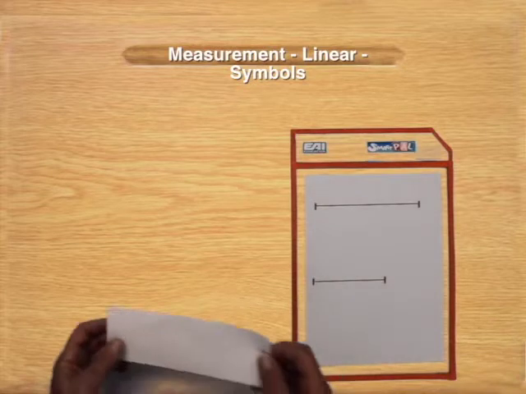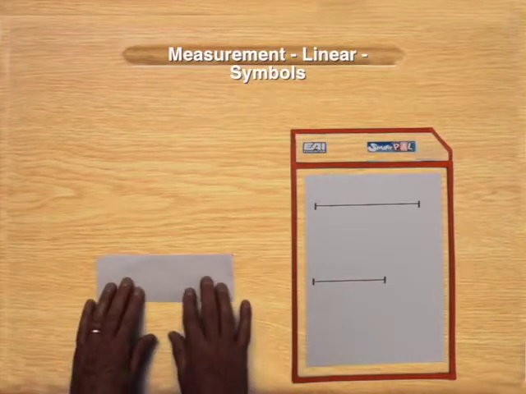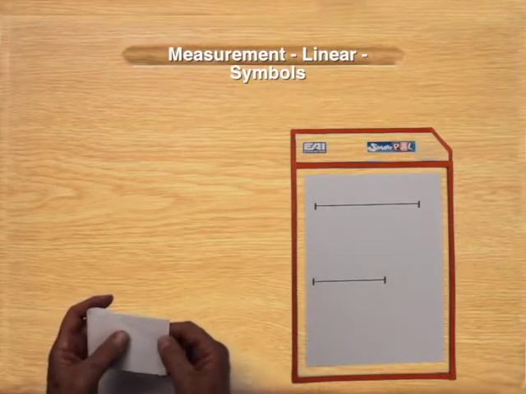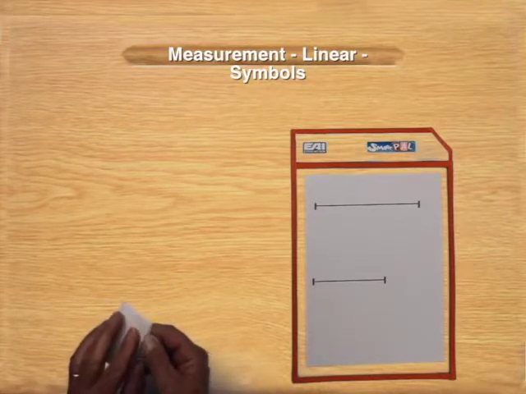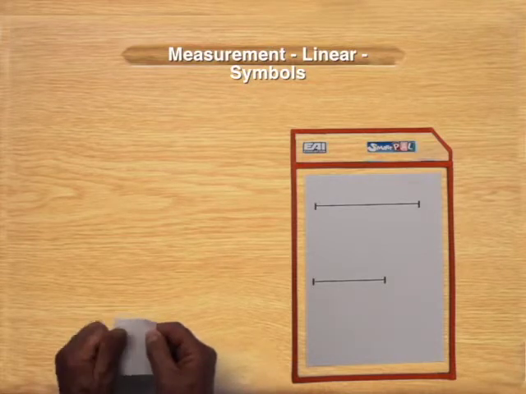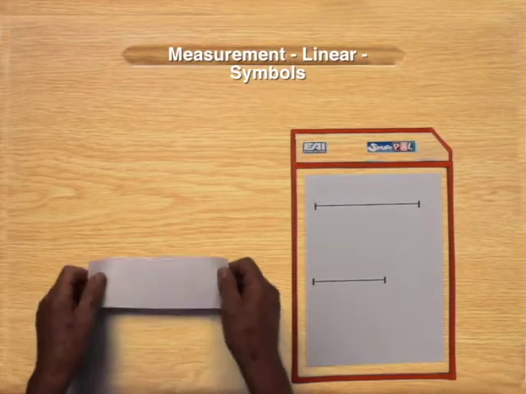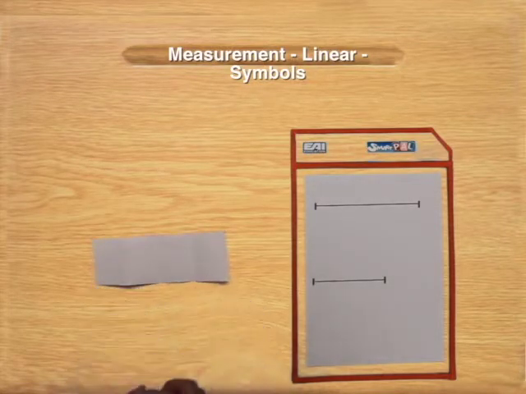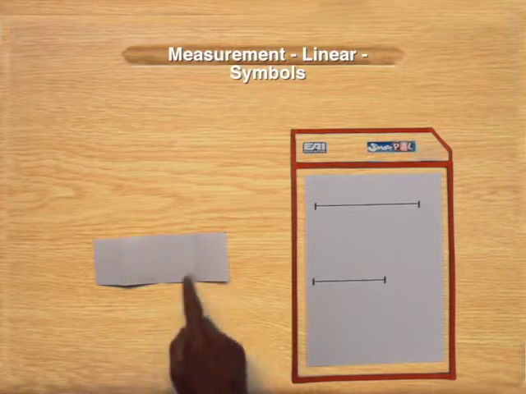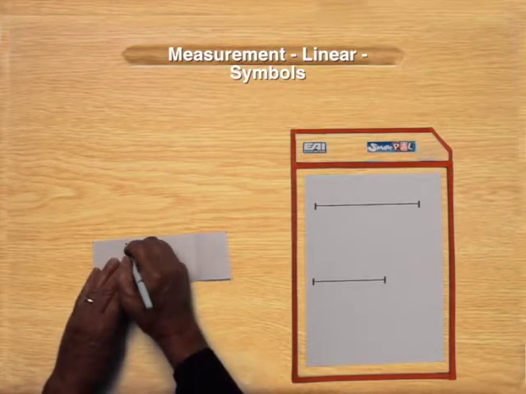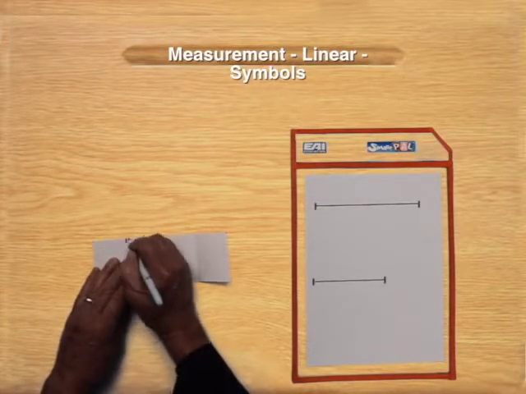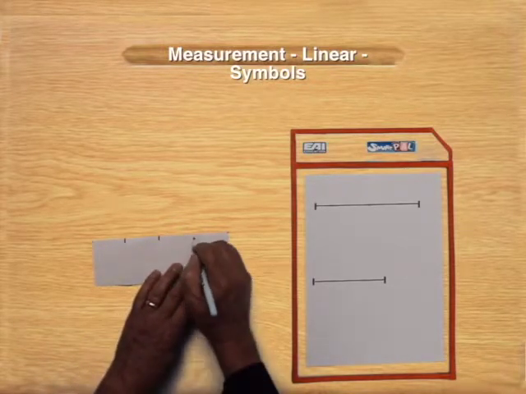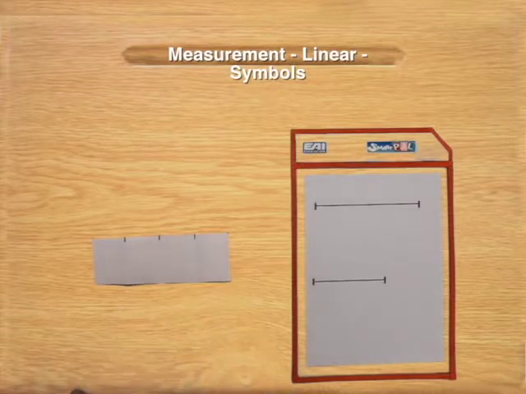So what we want to do is take our measure here and break it into fractional pieces. So we fold it once and we fold it again. And here we have our unit of measure broken into 1, 2, 3, 4 parts. And let's mark the parts. Right here is 1/4. Right here is 2/4. Right here is 3/4.